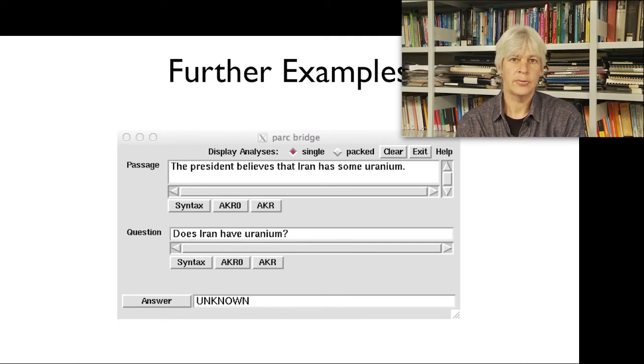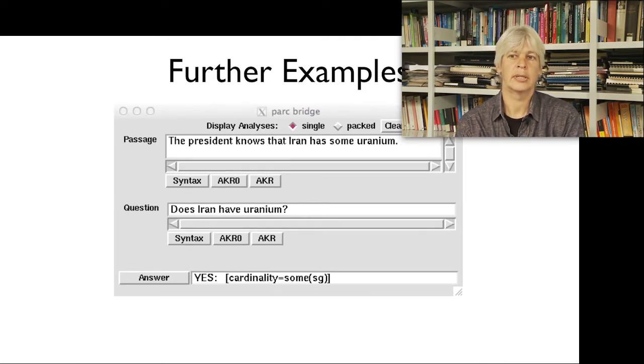On the other hand, if you use a verb like know, the president knows that Iran has some uranium, the system will tell you yes. So it makes a difference between different kinds of verbs, whether you believe something, whether you know something, whether you think something, etc. So it's very sophisticated in that way as well.